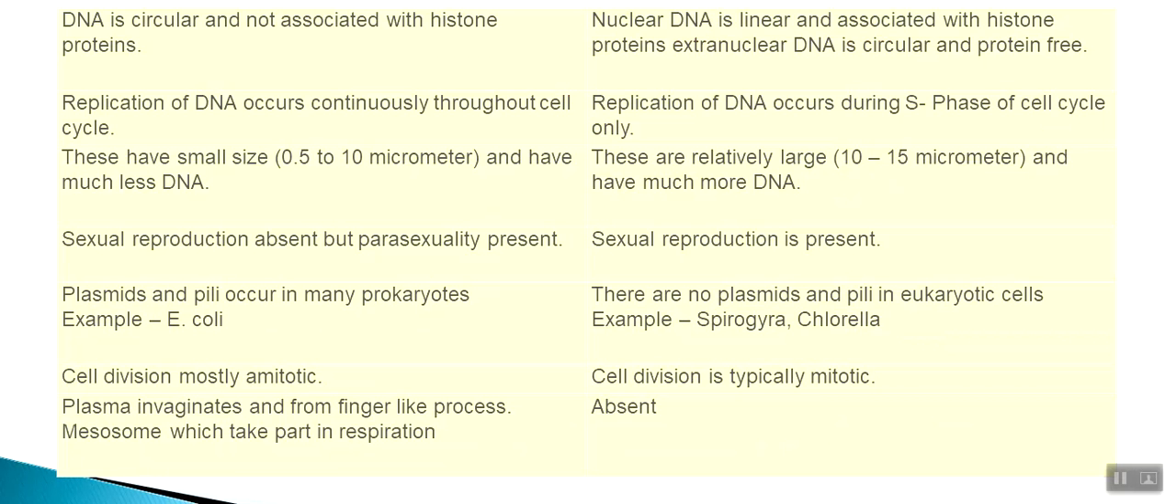In prokaryote, nuclear DNA is linear and associated with histone proteins. Extranuclear DNA is circular and protein-free. Replication of DNA occurs during S phase of cell cycle only. These are relatively large, 10 to 15 micrometer, and have much more DNA. Sexual reproduction is present. There are no plasmids and pili in eukaryotic cells, example, Spirogyra and Cholera. Cell division is typically mitotic and mesosomes are absent.